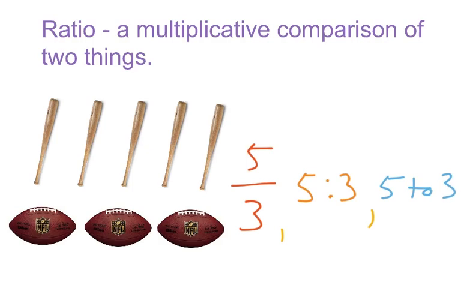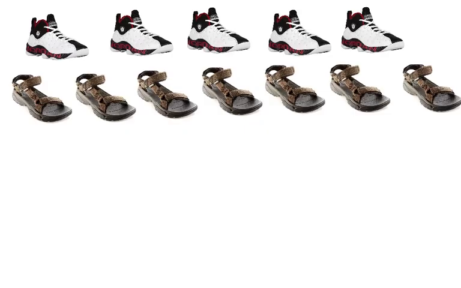You can write it as a fraction like that with kind of a numerator denominator, keeping in mind it's still a ratio. You can put the colon right over there, kind of like you would if you were writing down the time, 5 to 3, or just write it out, 5 to 3, just like that. So a ratio, comparison of 2 different things.